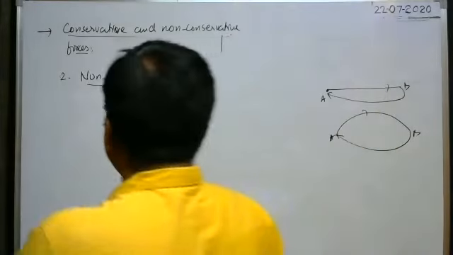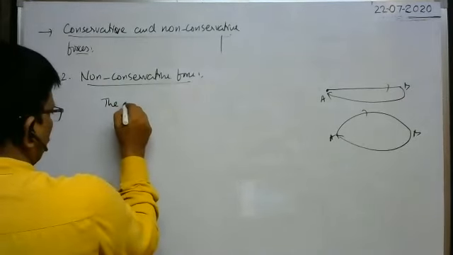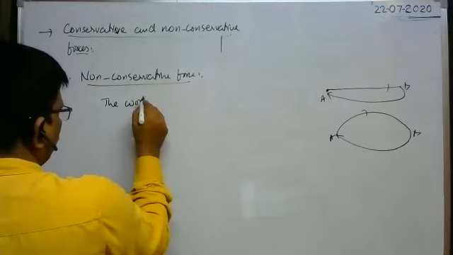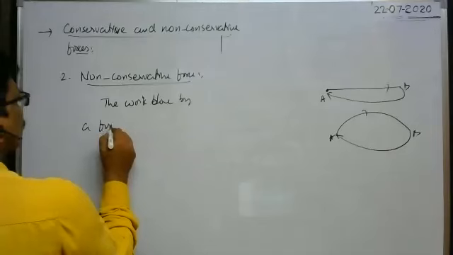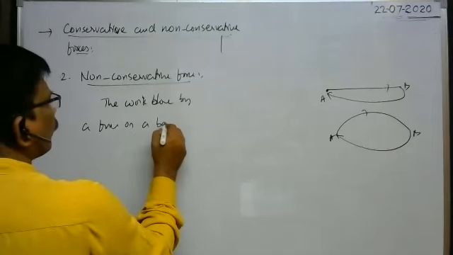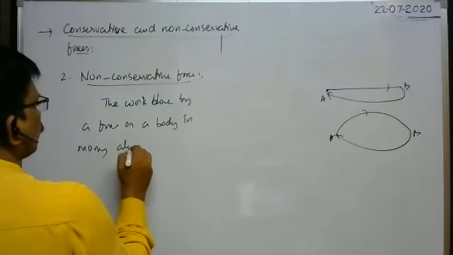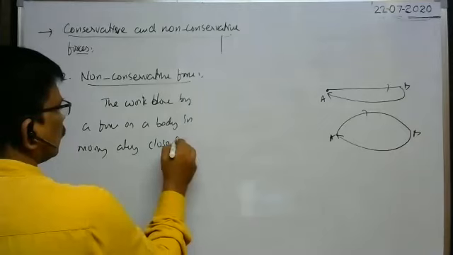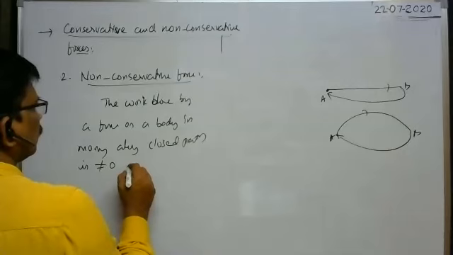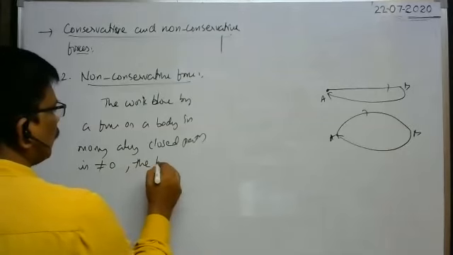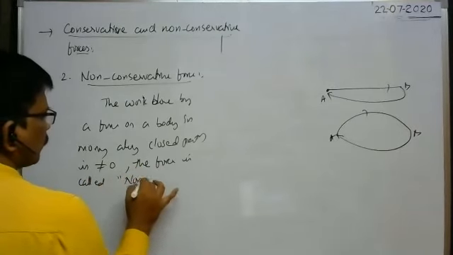So the work done by a force on a body in moving along a closed path is not equal to zero. The force is called non-conservative force.